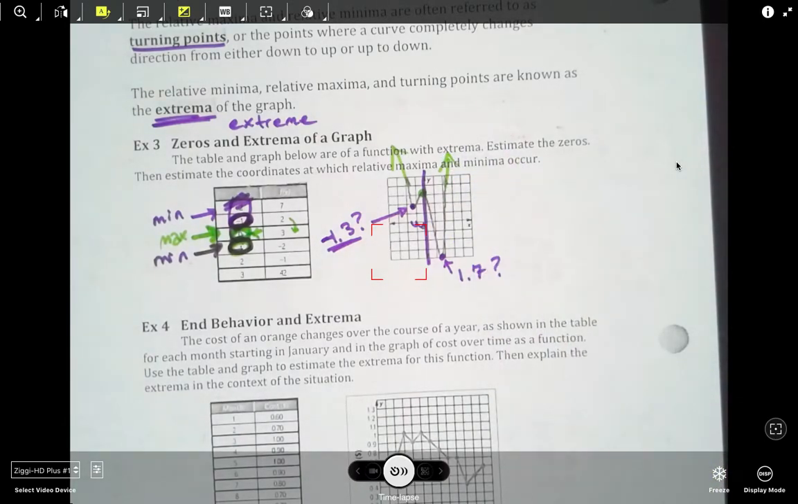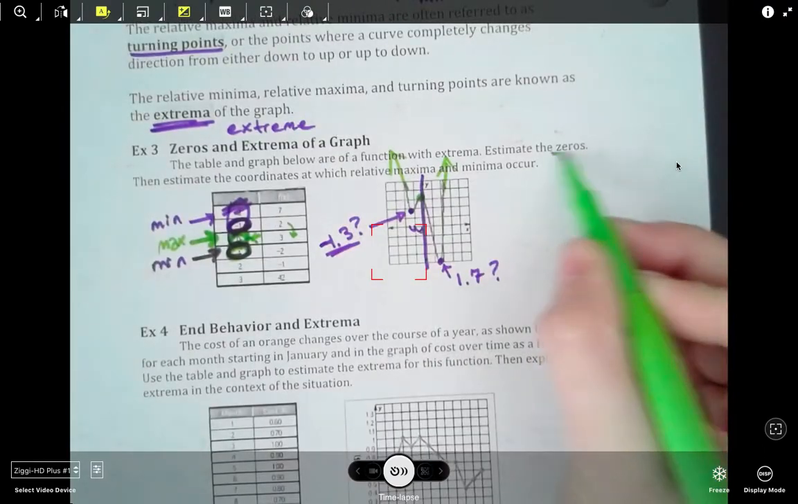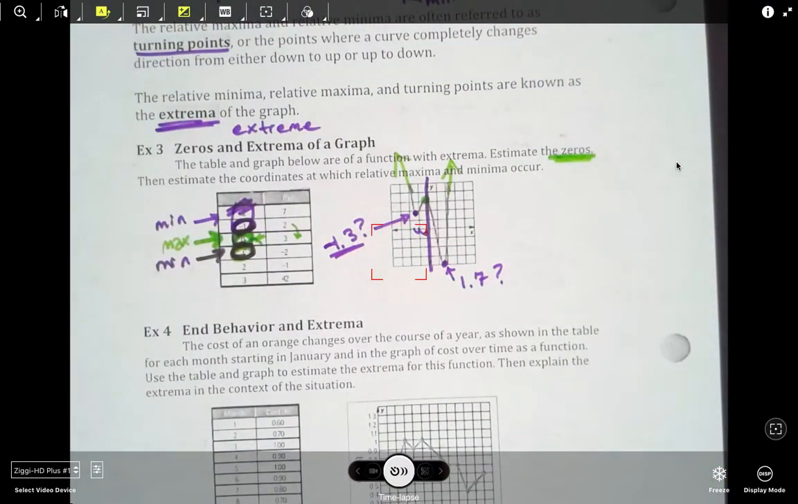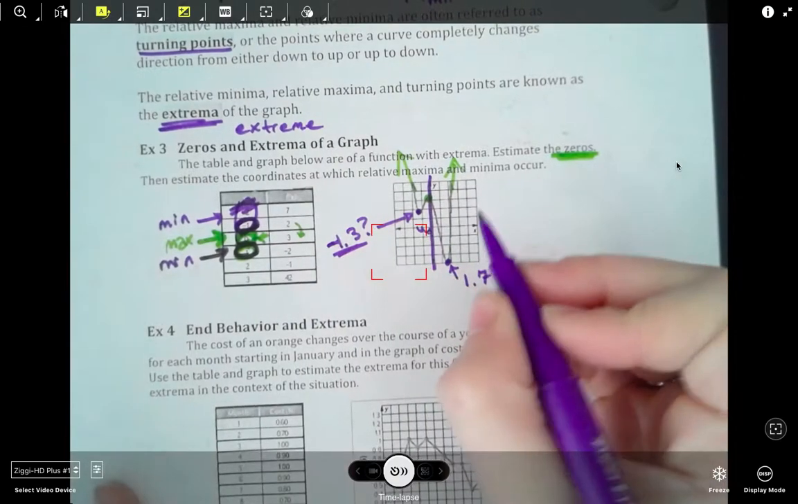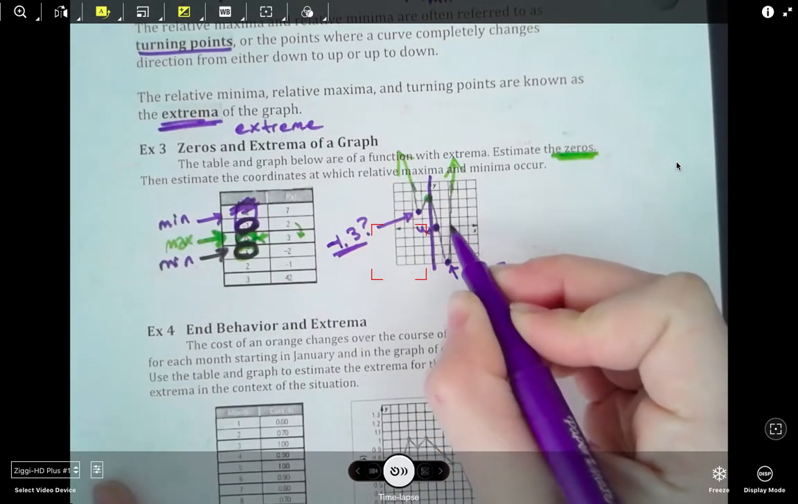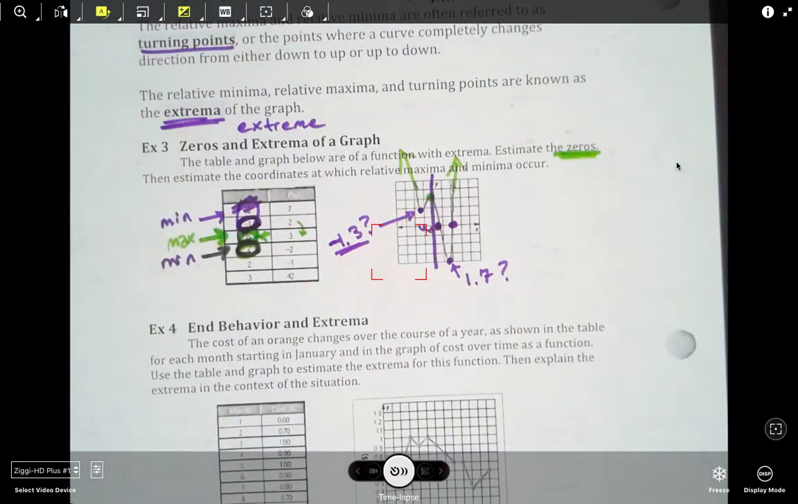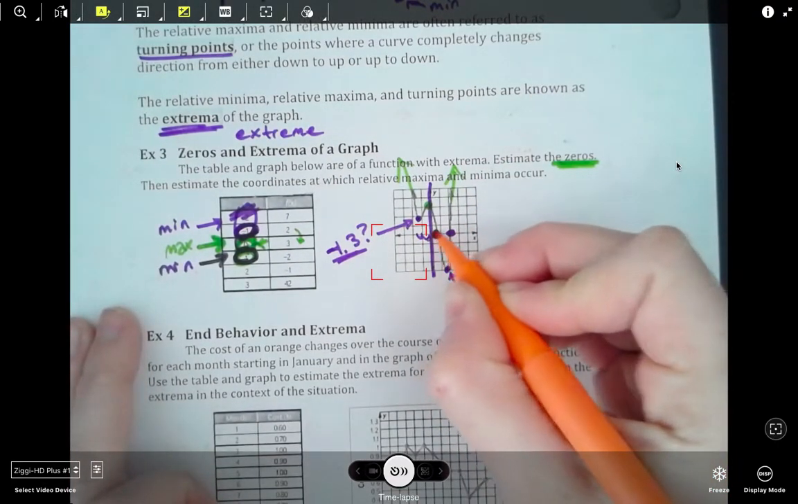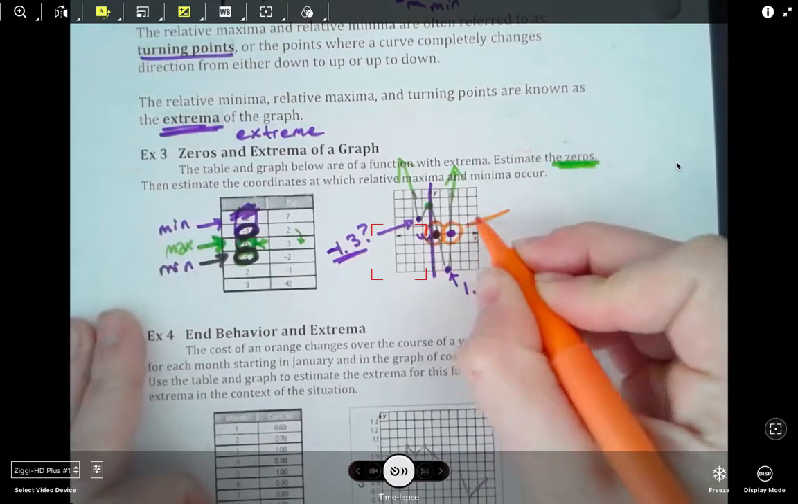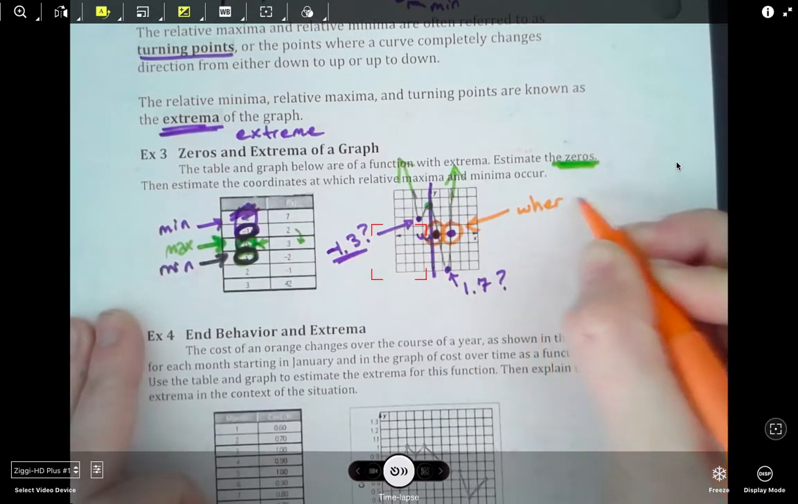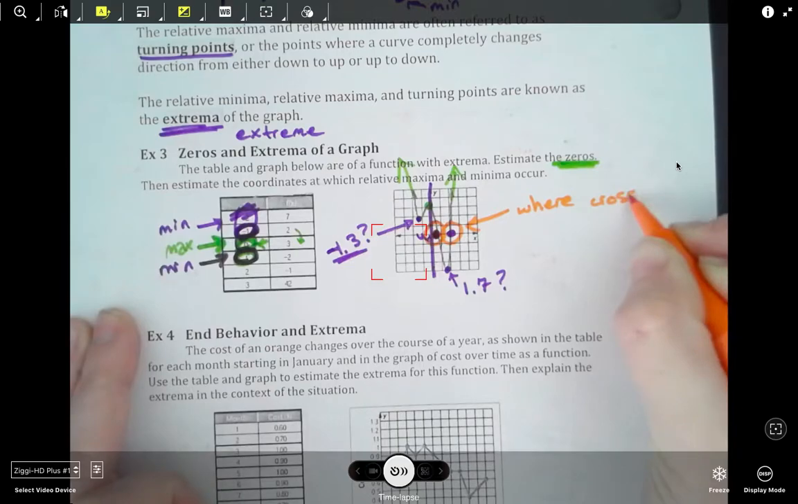The graph is going to help you the most to find the maximum and minimum. But not only that, we have to find the zeros. Do you know what a 0 is? You will by the end of the school year. A 0 on a graph. A 0 is a place where it crosses the x-axis. I'm going to do this in orange. This point right here and this point right here where it crosses the x-axis. Those are zeros.